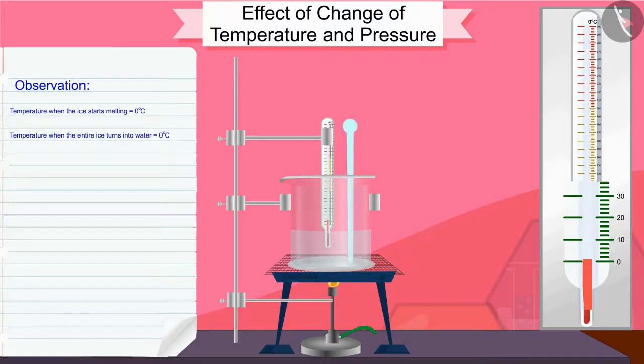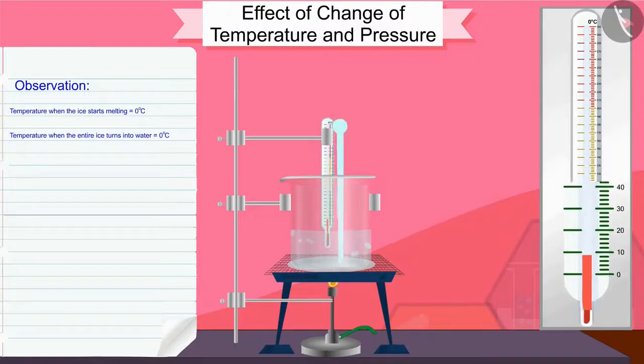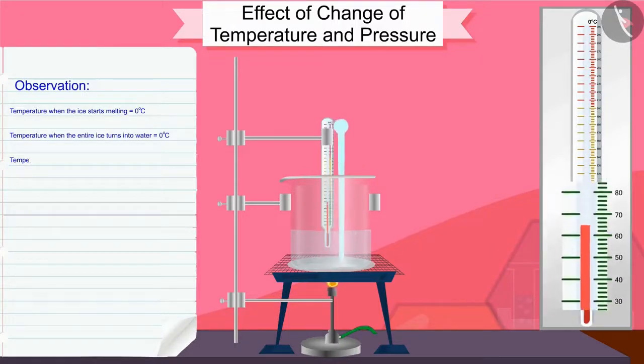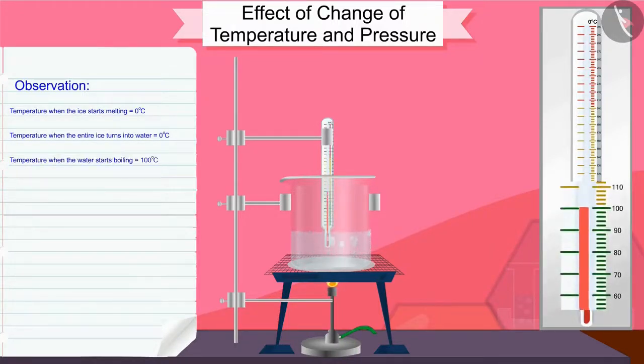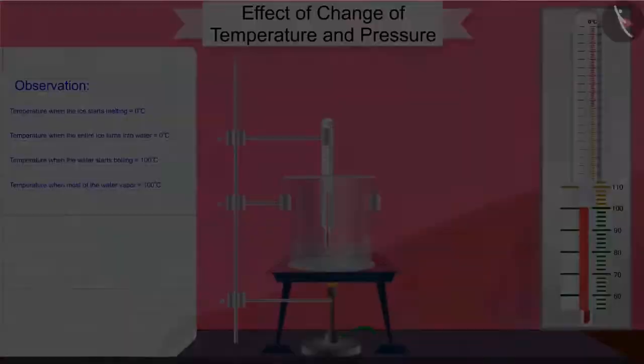Now, put the glass rod in the beaker and heat it by stirring till the water starts boiling. Keep an eye on the measurement of the thermometer until most of the water vapor is formed. Note down the observation in the change from the liquid state to gaseous state of water.